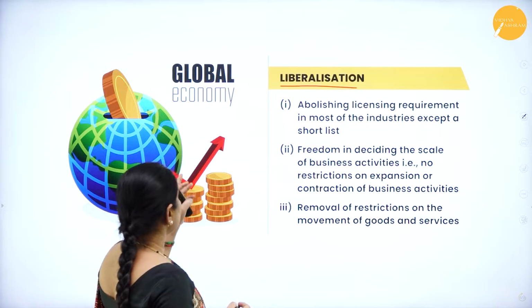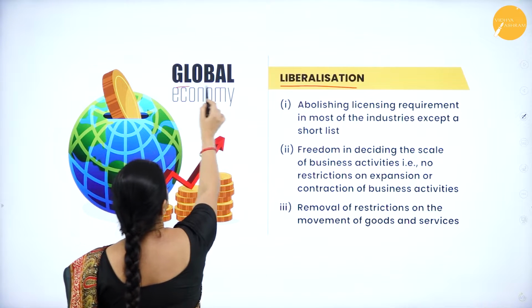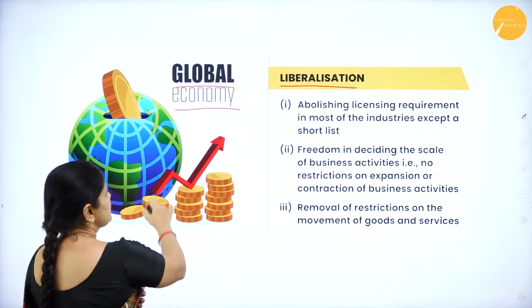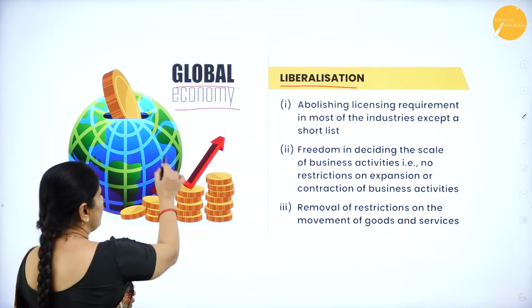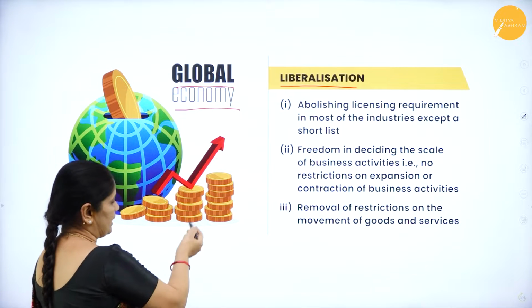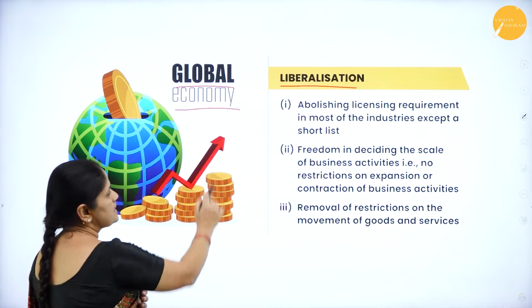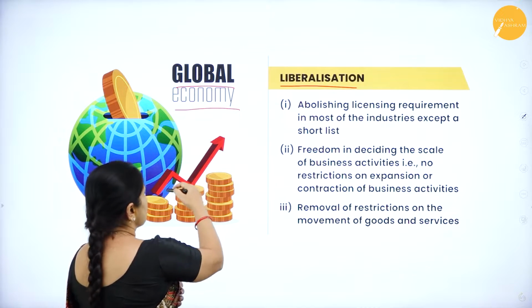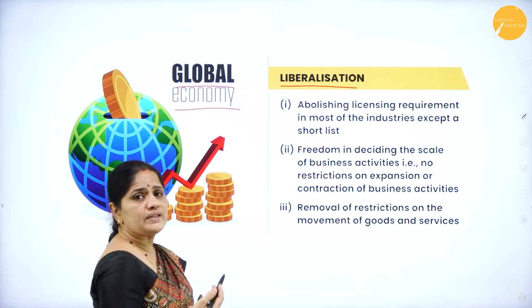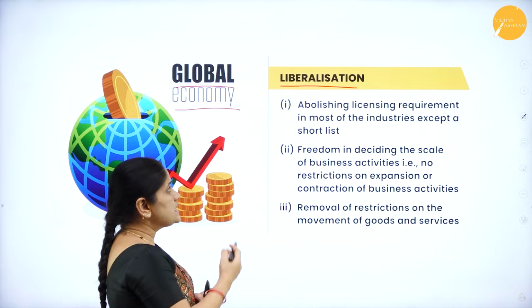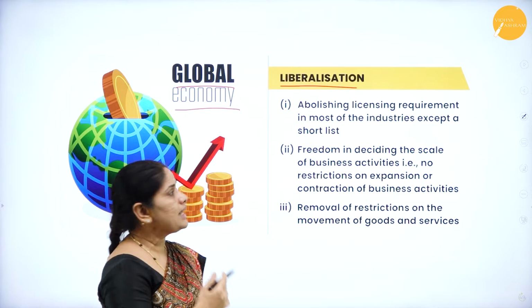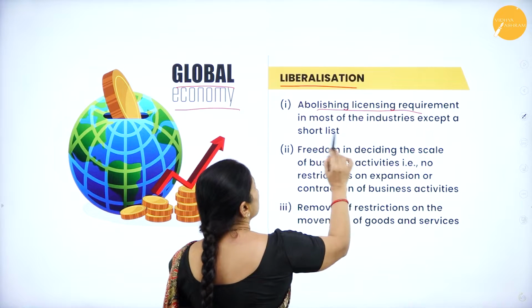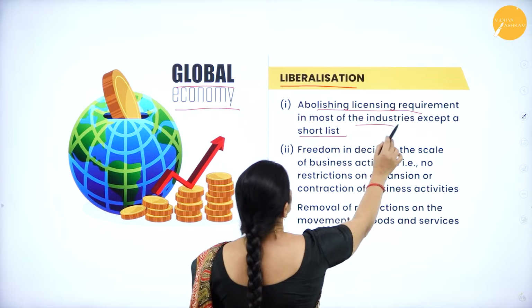If you can see in the picture, we have the global economy. The whole world is considered as a globe, and the business fraternity will be investing money anywhere they want, and then we see the rise in the share index, or the rise in the performance of the business community. Now, we will look into the features of liberalization. The first is that it abolished the licensing requirement in most industries except a short list.